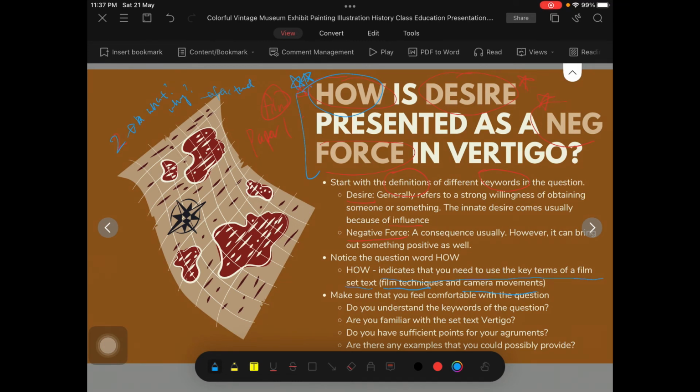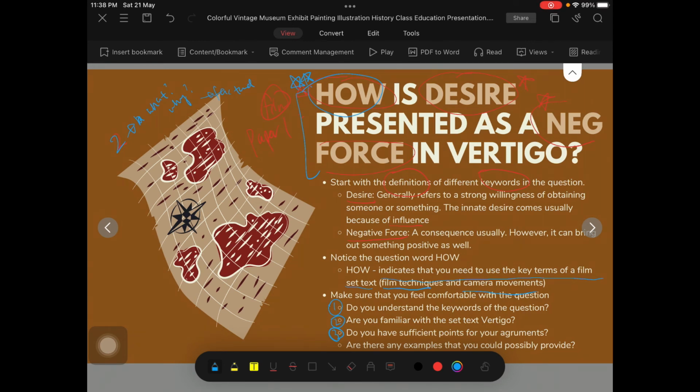The first part of choosing a question is to make sure that you are familiar with the question. So the first step is to ask yourself, do you really understand the keywords of the question? Do you understand what desire and negative force mean? And do you know how you can possibly define them? Number 2 is, are you familiar with the set text? Is it something that you want to include? Number 3 is thinking back to see if you have sufficient points for your argument.